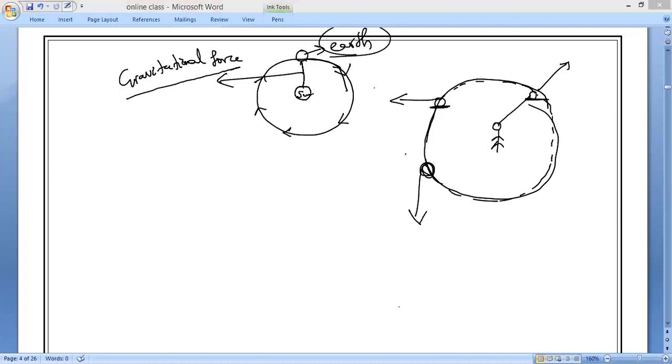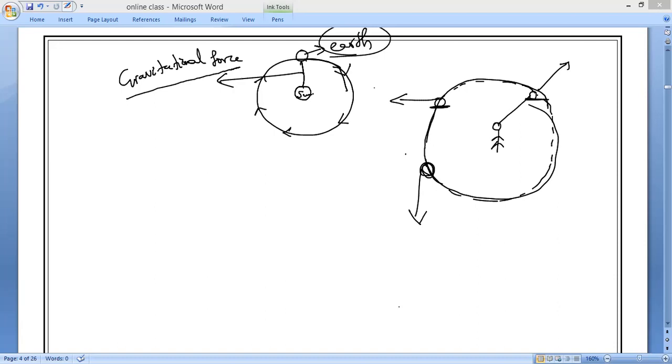If you want to make a body rotate in a circular track, do you need to apply force or not? That is my question. Danishkar, if you want to make the body move in a circular path, do you need to apply force or not? Yes, we need to apply force, sir. So without applying force, it is not possible for the body to rotate or revolve in a circular track. That you have to remember.